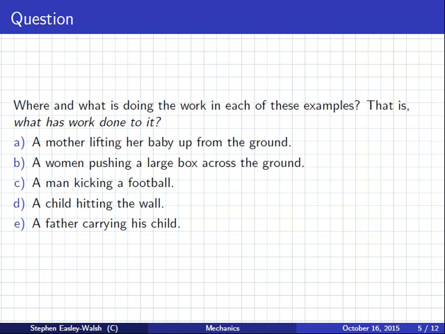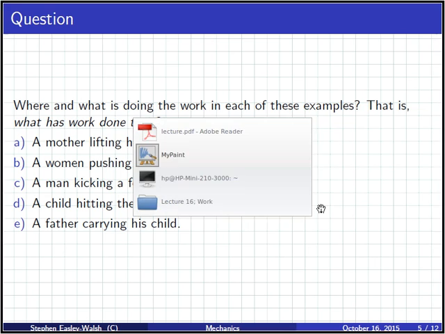So let's have a look. You don't need to write these down. These are just to get you thinking. In each example, I want to know what is the work being done. A mother lifting her baby up from the ground. So what work is being done? Well, if we just have a look at the picture here.